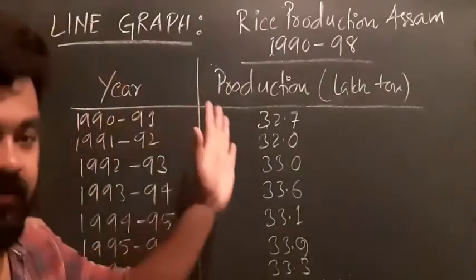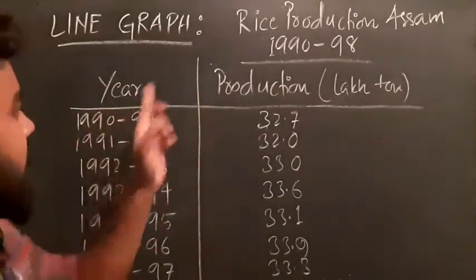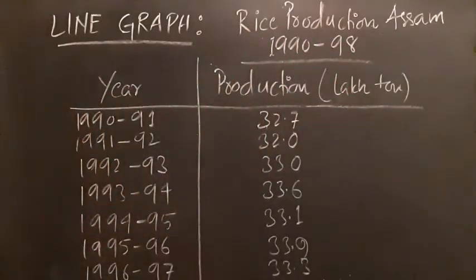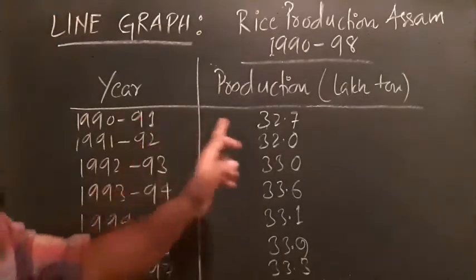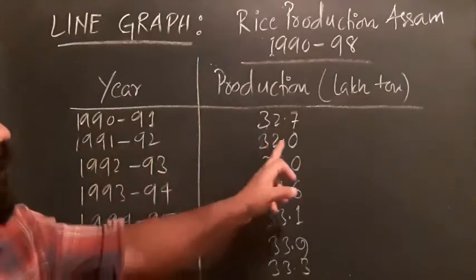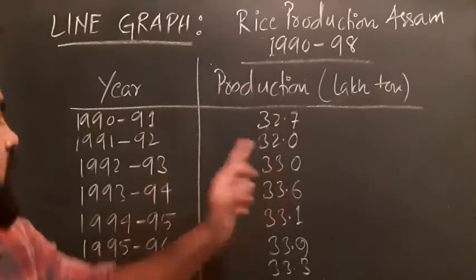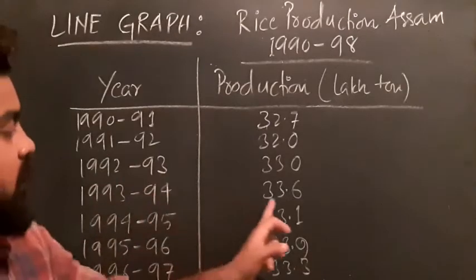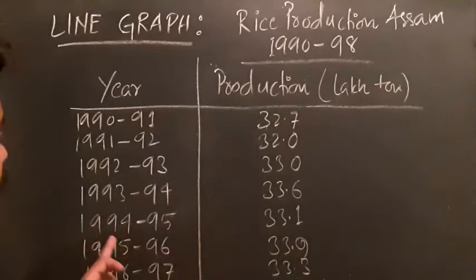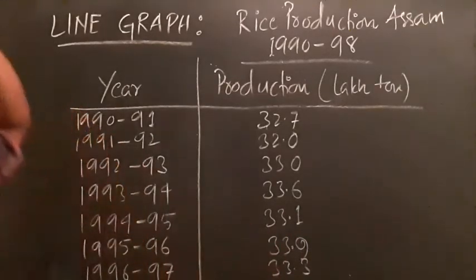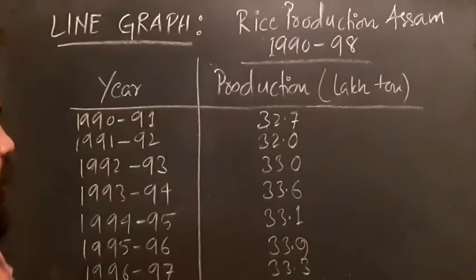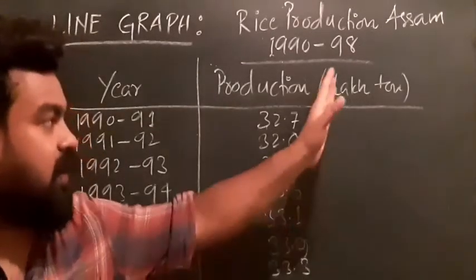Line graph data is given here: rice production in Assam from 1990 to 98. The year 1990 to 91, 32.7, that is production in lakh ton. 1991 to 92, 32.0, 1992 to 93, 33.0, 1993 to 94, 33.6, 1994 to 95, 33.1, 1995 to 96, 33.9, 1996 to 97, 33.3, 1997 to 98, 33.8. So it is given in lakh ton.